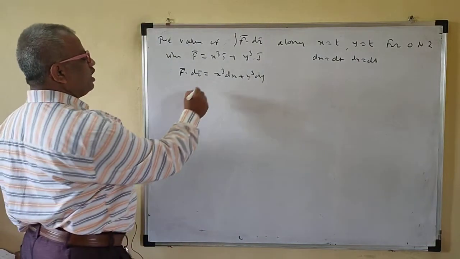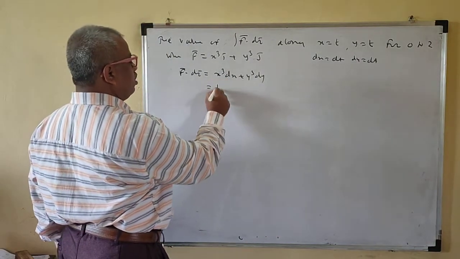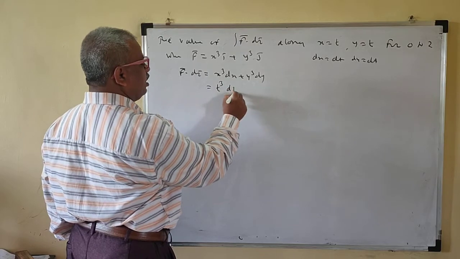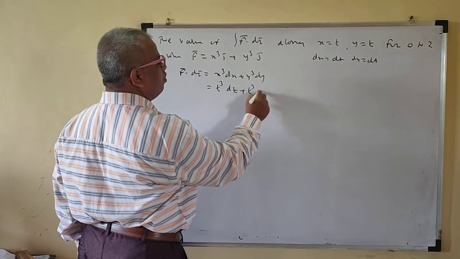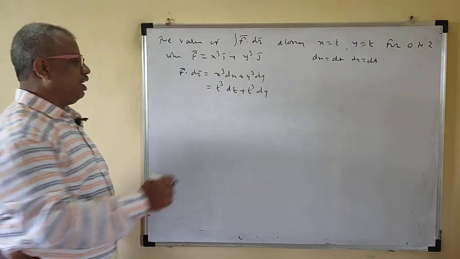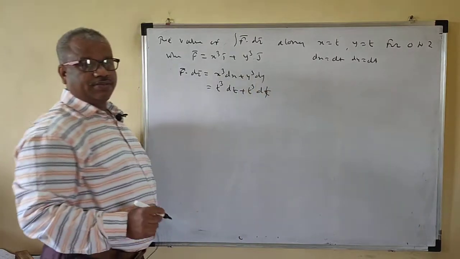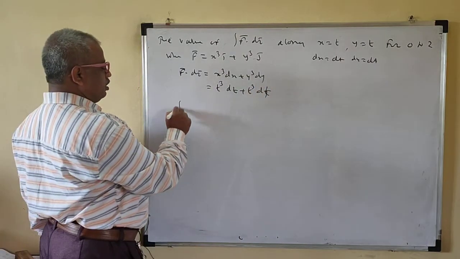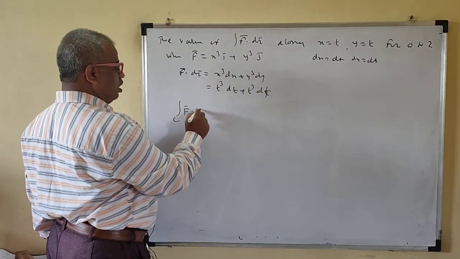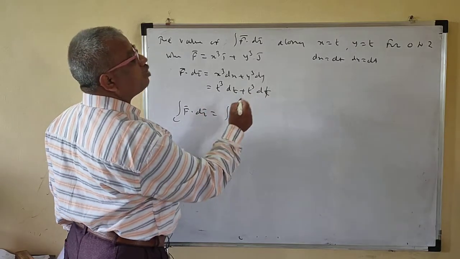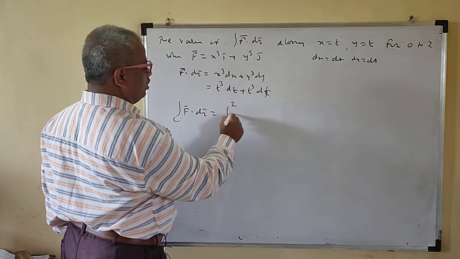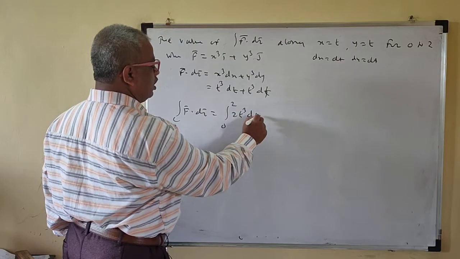Right. So we can write this. X is same as t, so this is t cube dx, which is dt. This is also t cube dy, and dy is dt. Now the integral over c of f bar dot dr bar has the range of t from 0 to 2, and this is 2t cube dt.